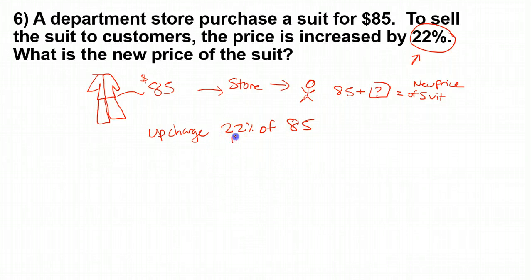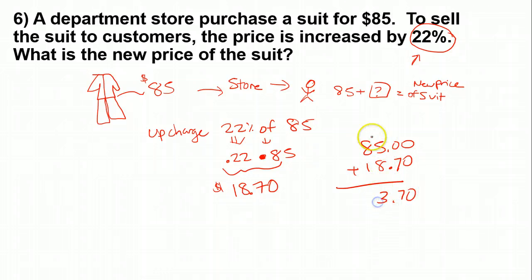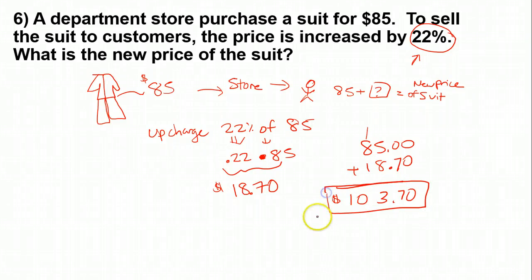So change that to a decimal, 0.22, that's multiplying 85. Again, sorry if my times tables looks like a decimal, but if you multiply this together using your fancy dancy calculator, that would be 18.7. So it's going to upcharge about $18.70, but that's not the new price. We have to add it to the $85. So $85 plus $18.70 would get me 70. Would that be 3? Carry the 1. About $103 for that new suit and 70 cents.